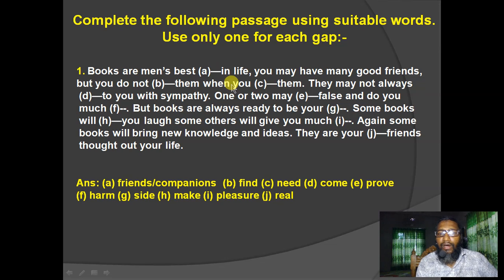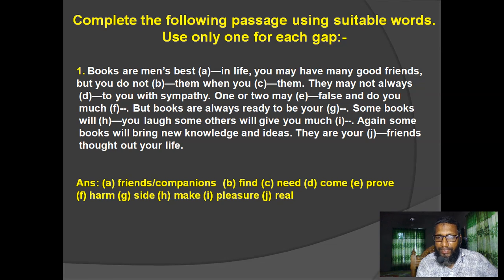But books are always ready to be by your side. Here the appropriate word is side. Some books will, is a modal, and after a modal you have to use the base form of the verb. You will make you laugh. Some books make you laugh, and some others will give you much pleasure, much happiness.